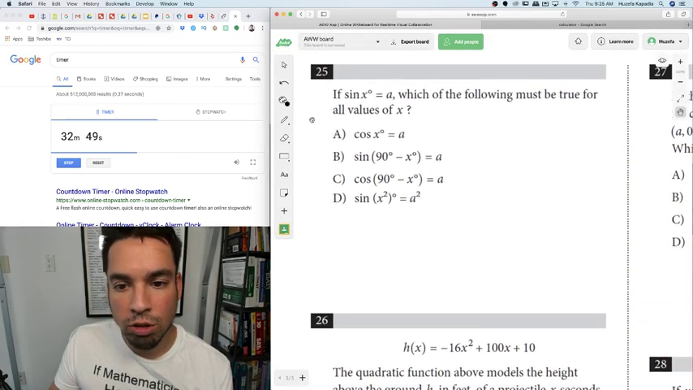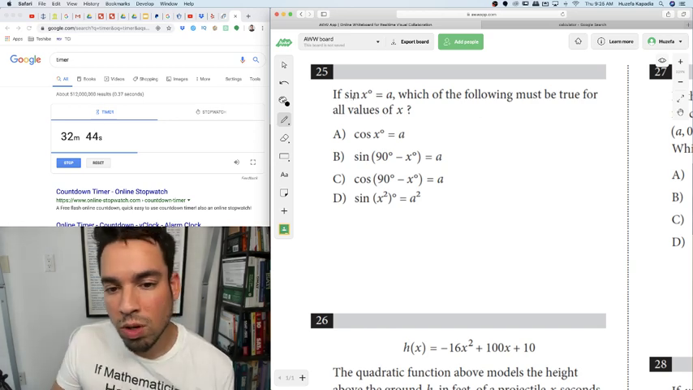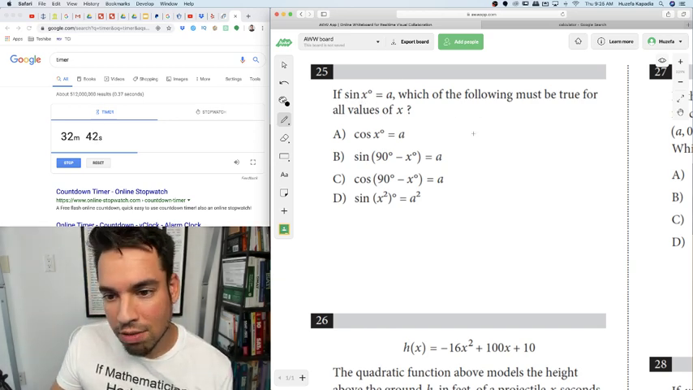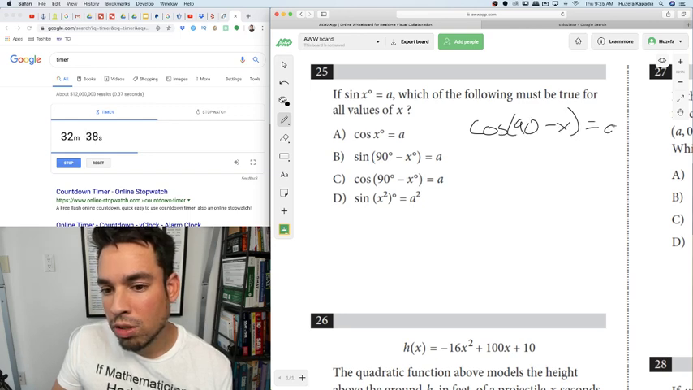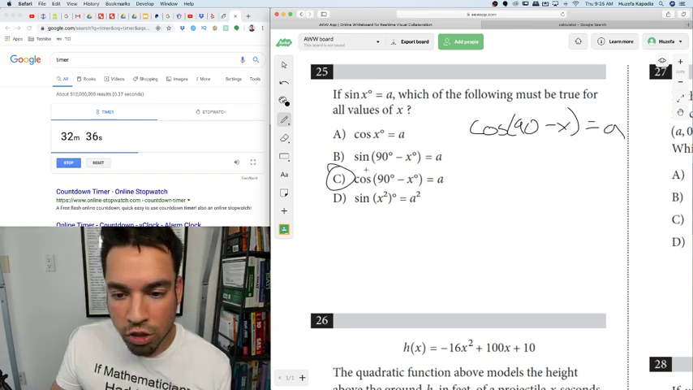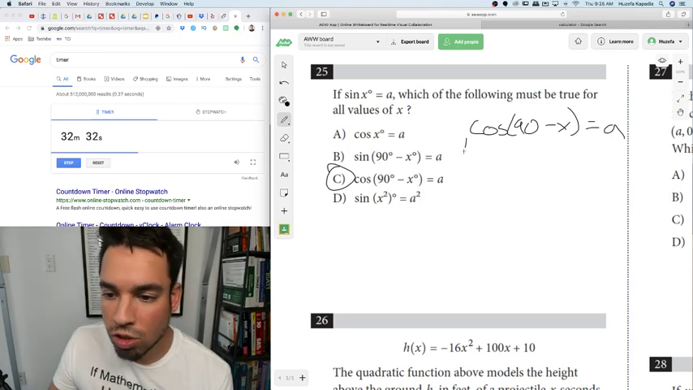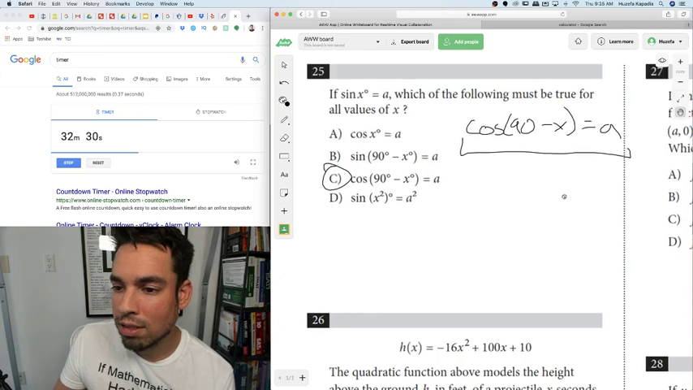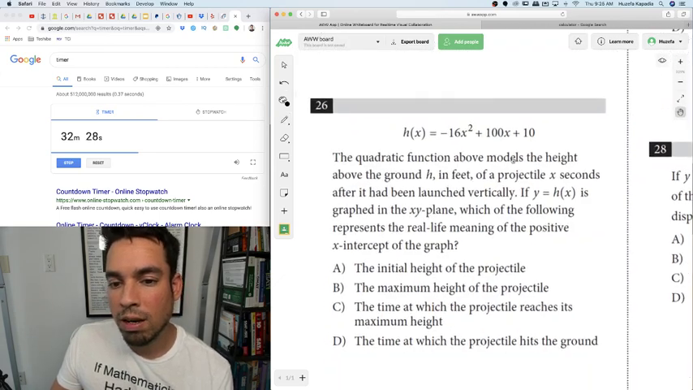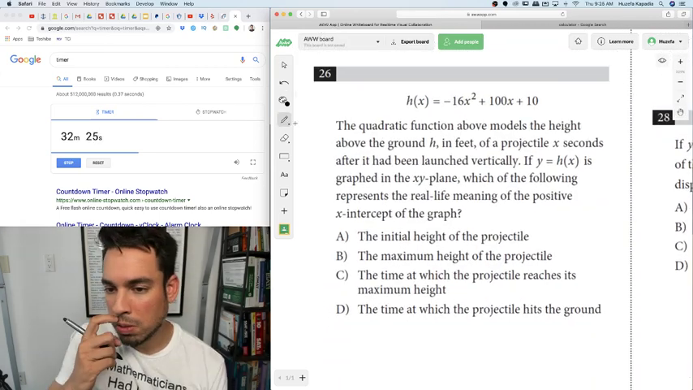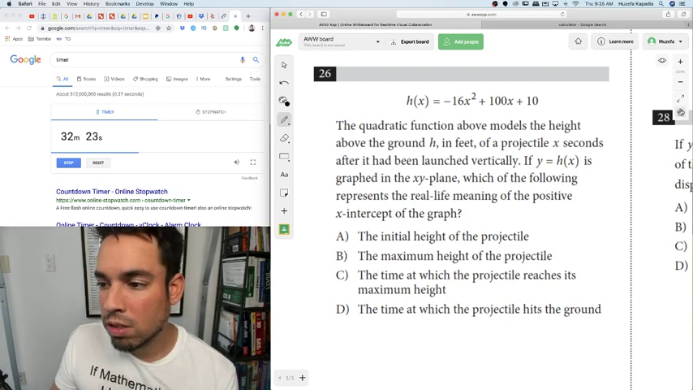If sine of x equals a, which of the following must be true for all values of x? So one thing that they always test on the SAT is if sine of x equals a, cosine of 90 minus x also equals a. It's just something to remember. You can test it out if you don't remember that, but this is so frequently tested on the SAT. I'm not going to go into the drawing and explanation why right now, but it's always tested.